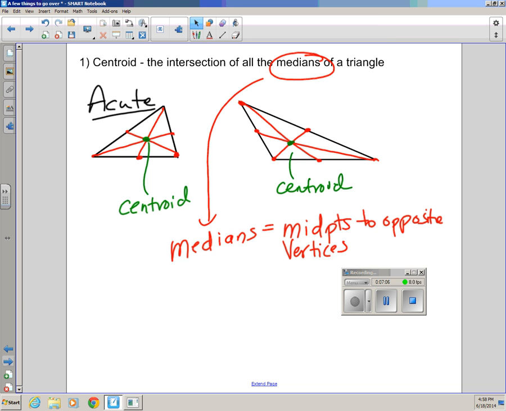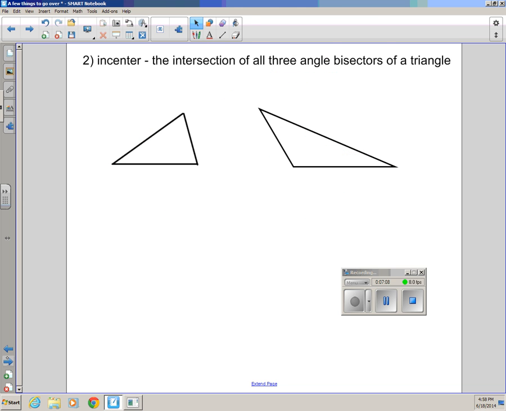Now, we can do this with other things in the triangle. So for example, the incenter is the intersection of the angle bisectors. If I look at the second letter of each word, I get I and N, and that's how you can remember the word incenter. These words come up occasionally on the Regents. I'm talking about almost rarely, but I do want you to be aware of them. The incenter is the intersection of all the angle bisectors.